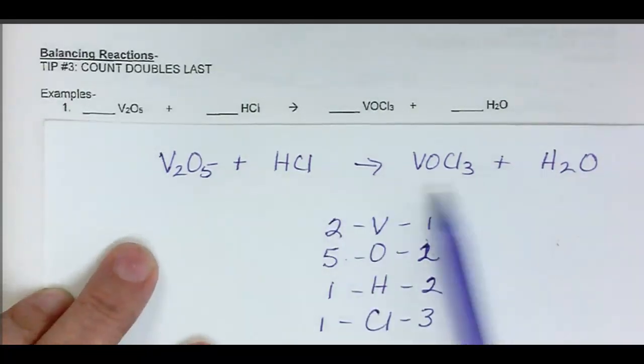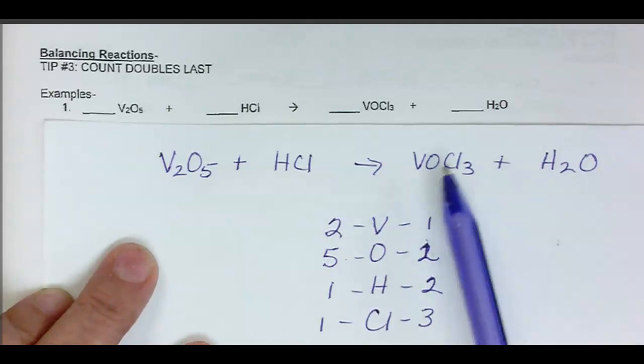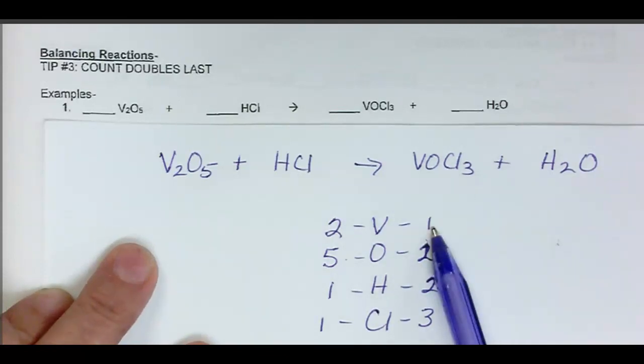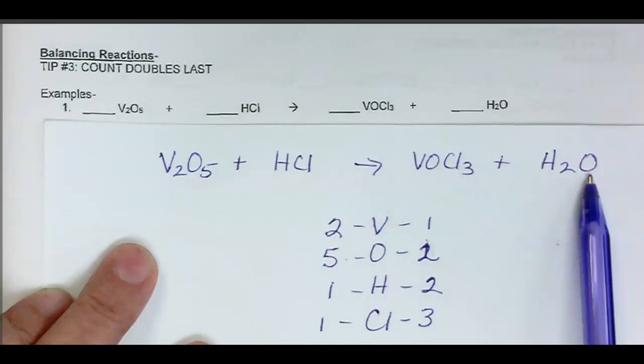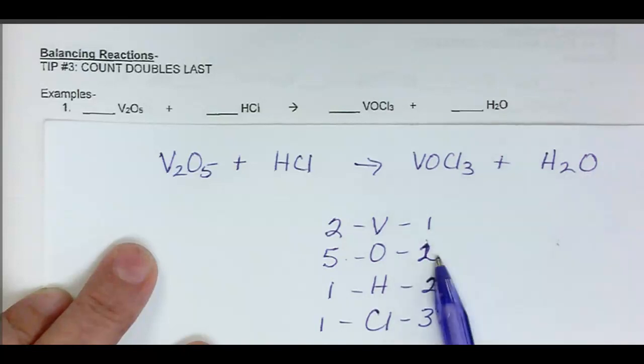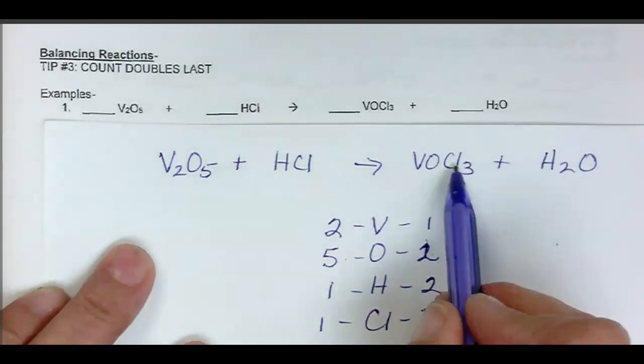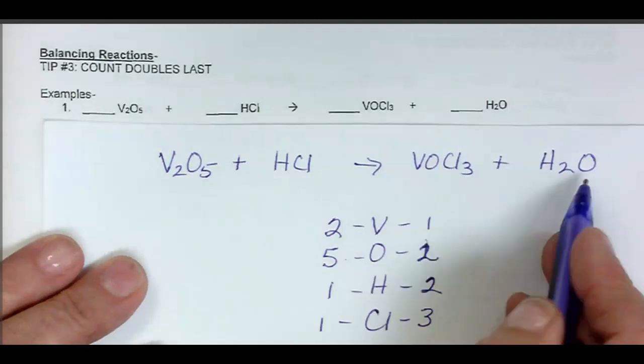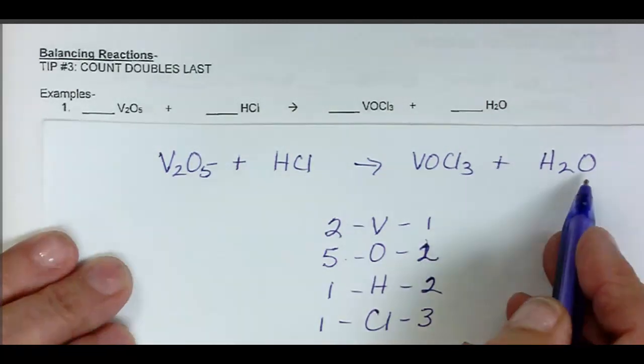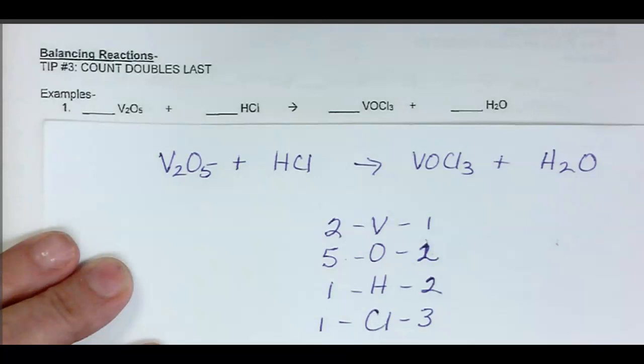Now you have to be careful on this side, guys, and hopefully you caught it. You've got 1 V, which is vanadium. Here's 2 oxygens, okay, 2, and 3 chlorines and 2 hydrogens. So you have to be careful with having the 2 oxygens in 2 different places. So they call it doubles count last.